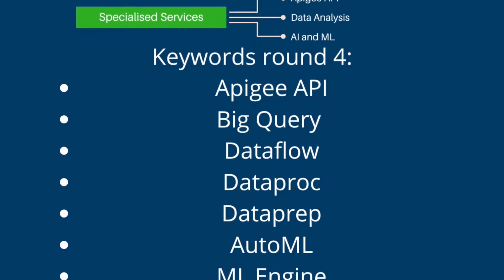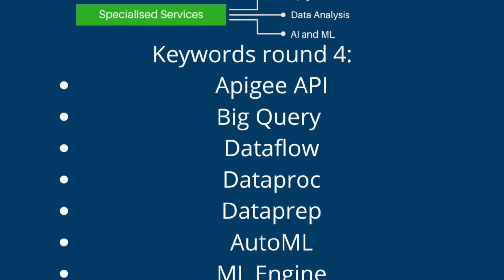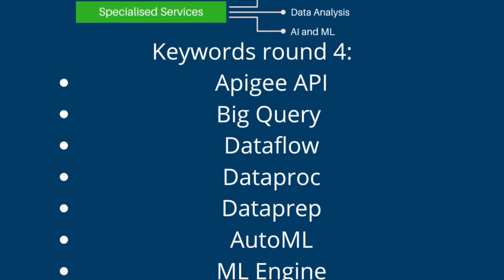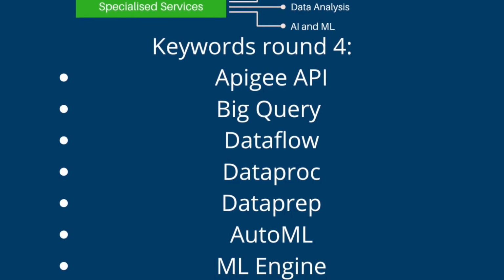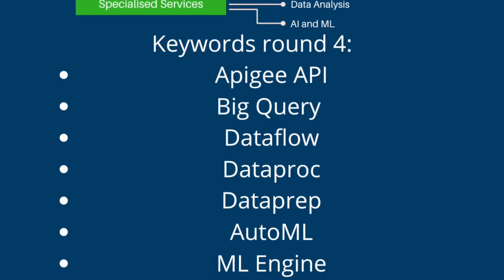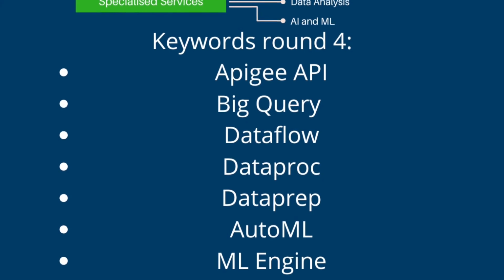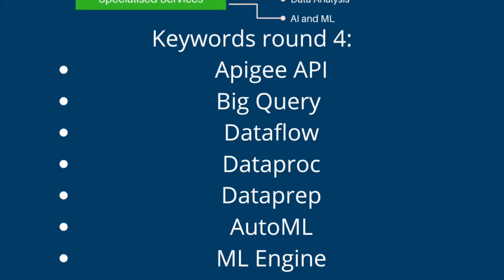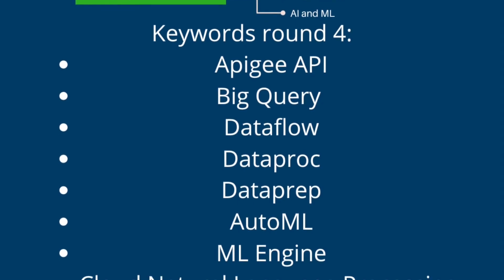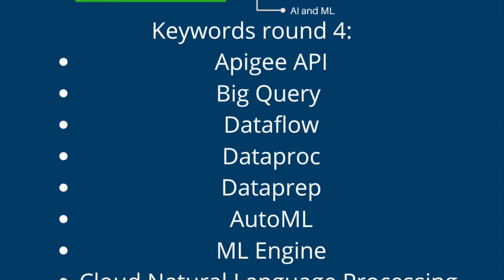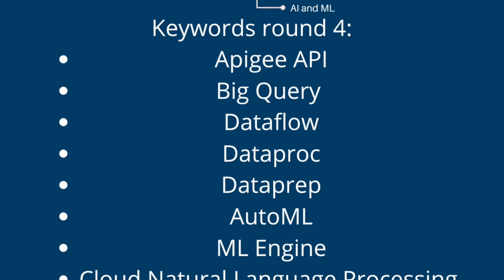Then we have BigQuery, which is a data warehouse, Dataflow, which is a batch and stream processing service, Dataproc, which is for Hadoop and Spark processes, and then we have Dataprep, which is preparing and aggregating data. BigQuery, Dataflow, Dataproc, and Dataprep fall into data analysis, and Apigee falls into API management.